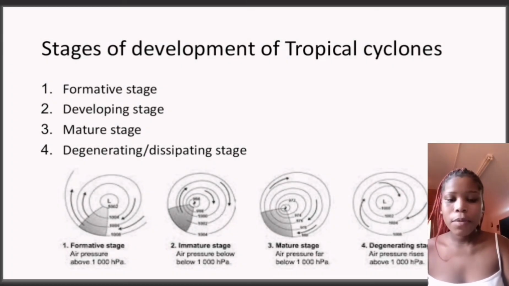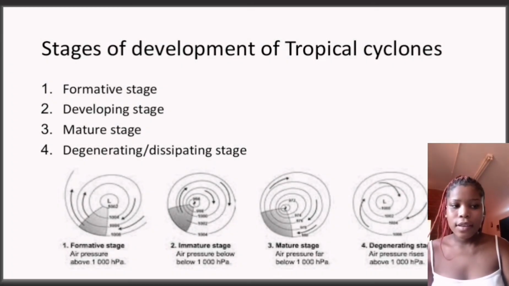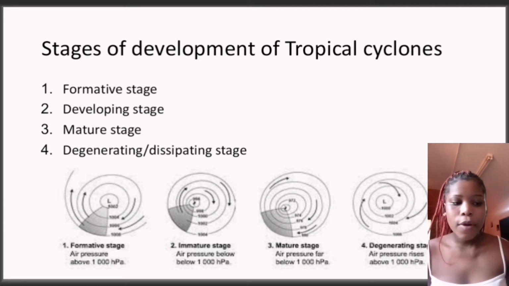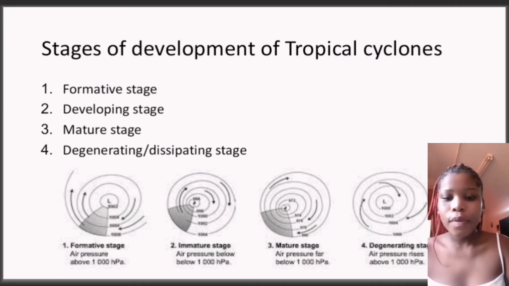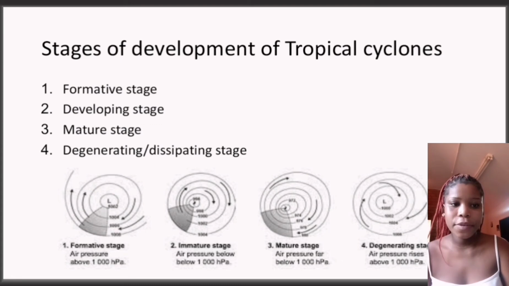On this slide, we're going to be talking about stages in development of tropical cyclone. Tropical cyclone has 4 stages: formative stage, developing stage, mature stage, and degenerating stage. I'm going to explain to you all the stages. The first one is the formative stage.